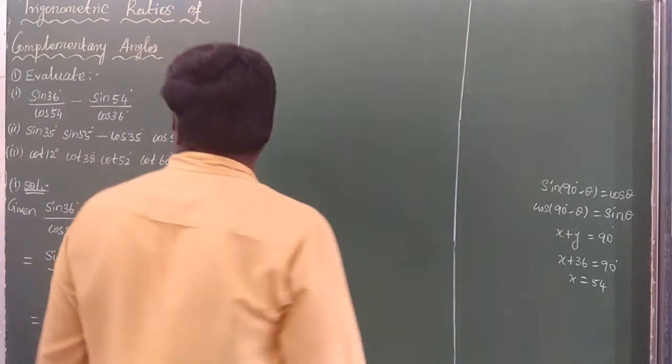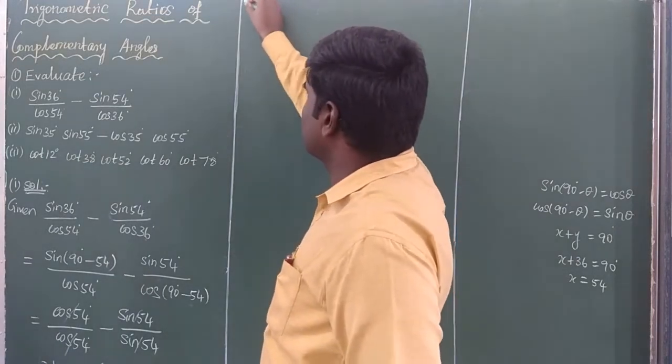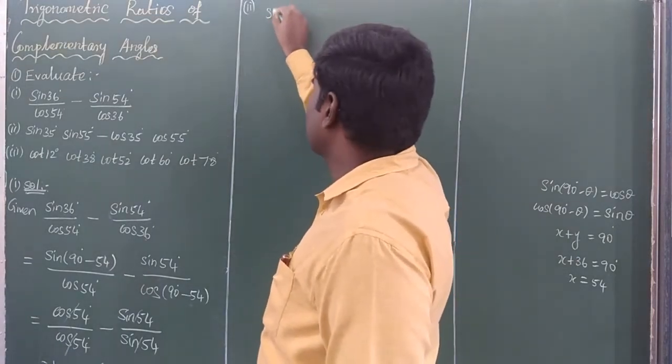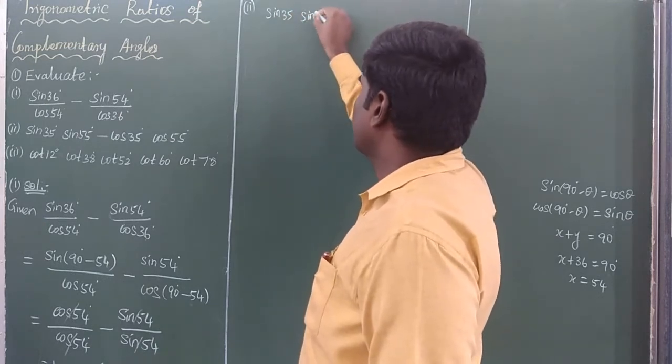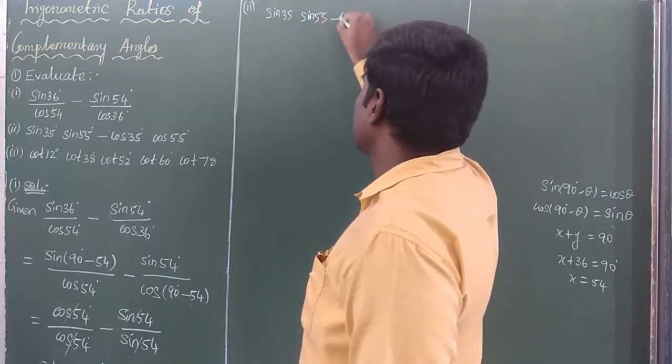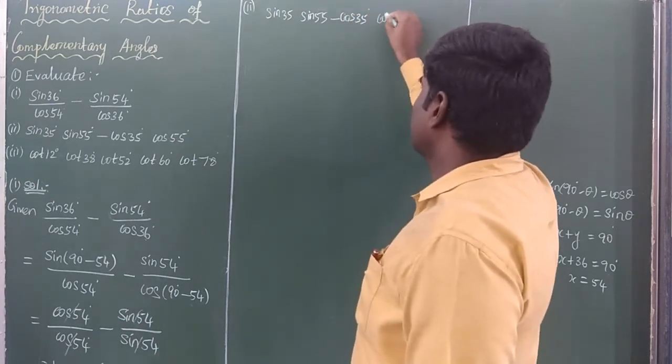Now the second sum, which is similar. What is the given question? Sin 35 degree divided by cos 55 degree, minus cos 35 degree divided by sin 55 degree.